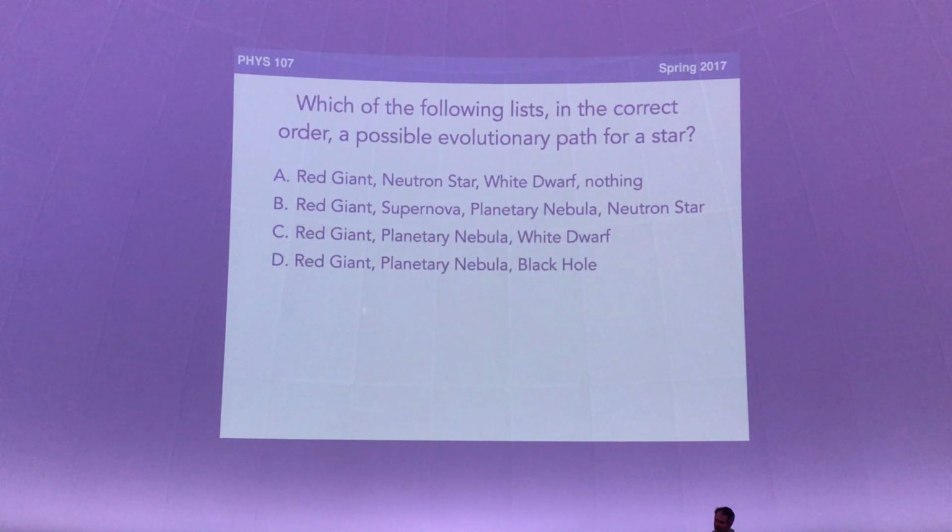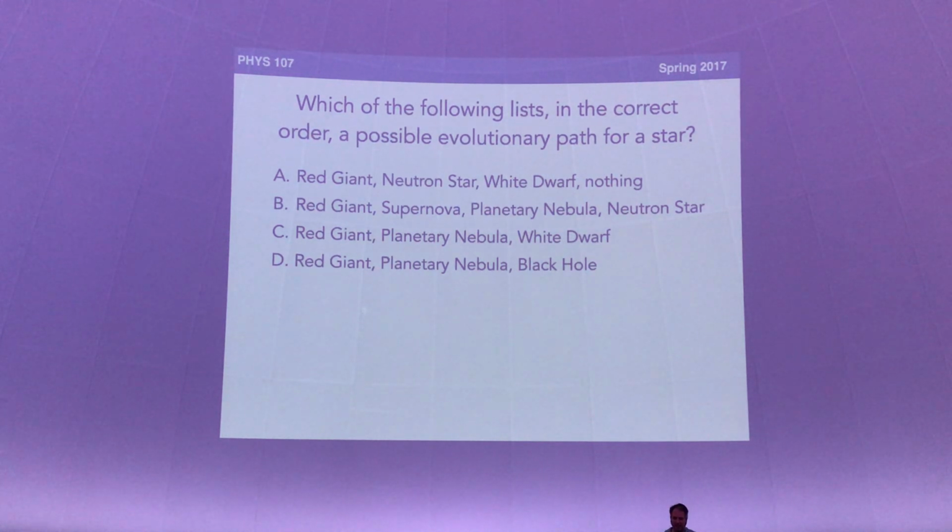So which of the following lists the correct order as a possible evolutionary path for a star? You start with a red giant, go to a neutron star, then a white dwarf, then nothing. A red giant, supernova, planetary nebula, neutron star. A red giant, planetary nebula, white dwarf. A red giant, planetary nebula, black hole. What is the one that works? I've got every answer here.